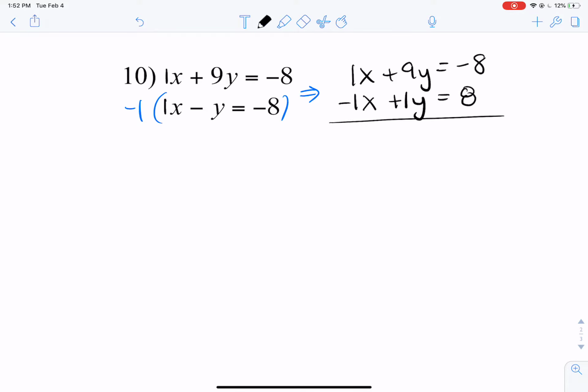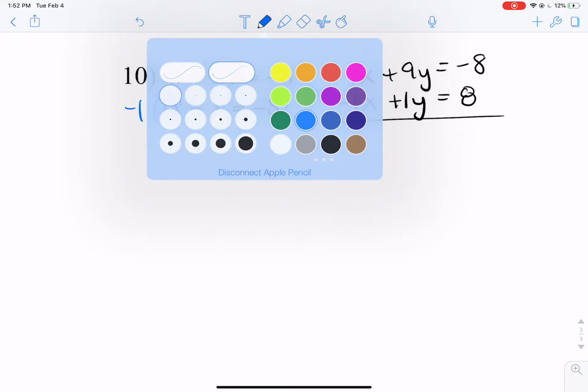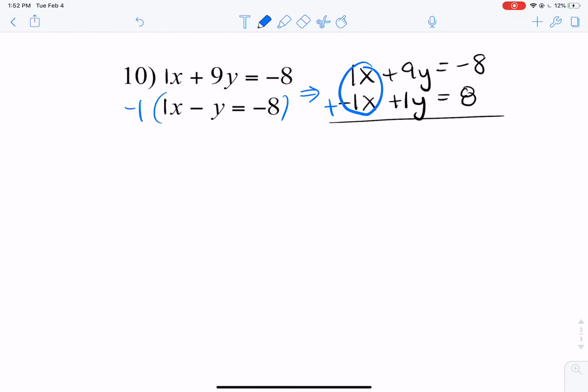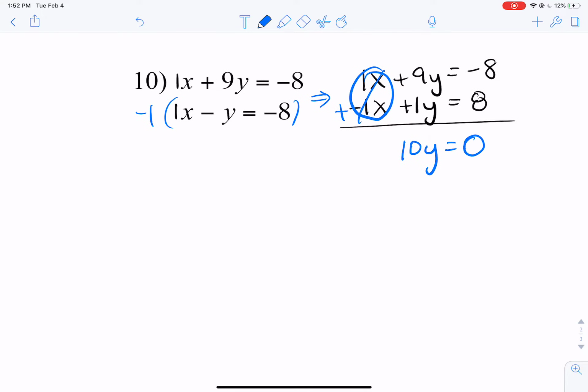So now when I add downwards, this is eliminated. A positive and negative 1 cancel each other out. 9 plus 1 is 10y. And 8 plus negative 8, that's equal to 0. That gets eliminated, so that becomes 0.